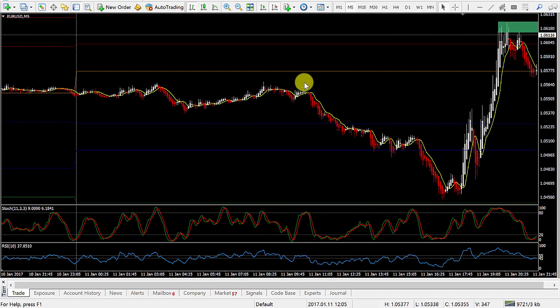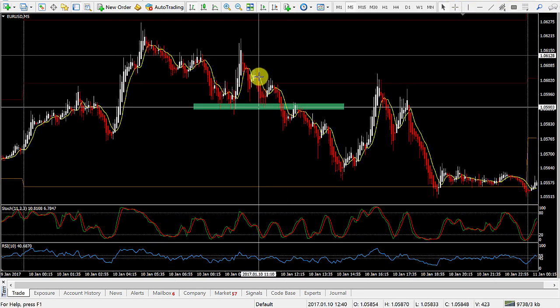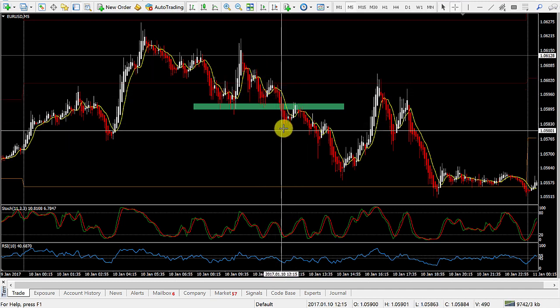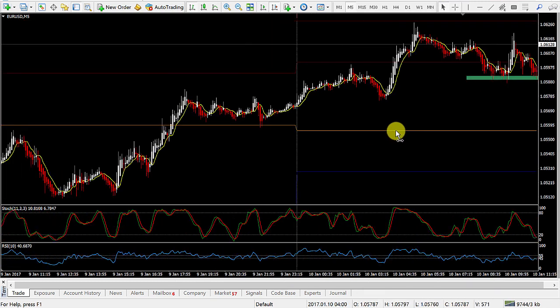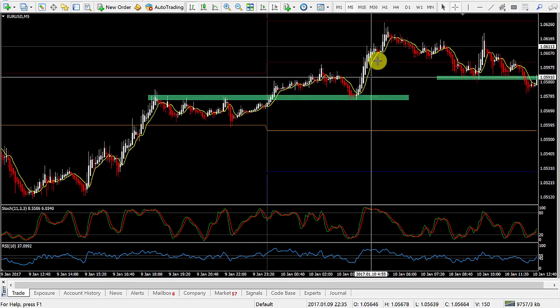Let's see if we can find another example. This is a simple pullback. Down, up, down. This is also a simple pullback where we came down, retested this.